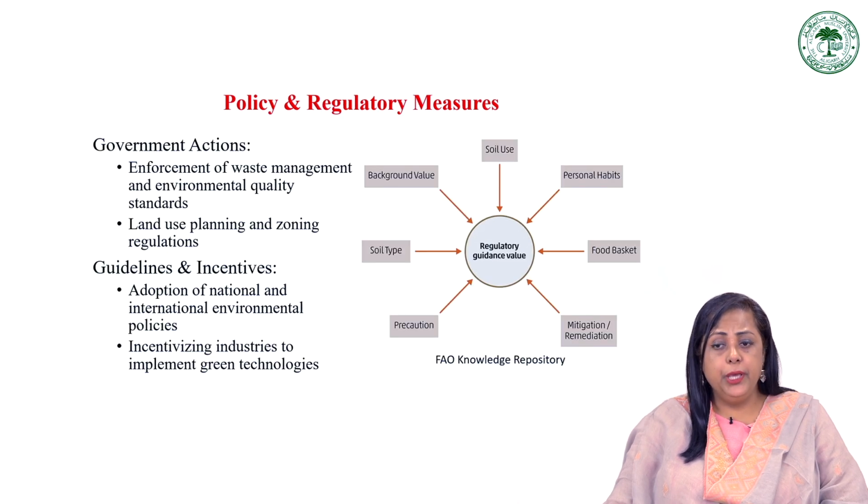Policy and regulation measures. Governments address land pollution through policies that enforce waste management and environmental quality standards. This includes careful land use planning and zoning regulation, along with the adoption of both national and international environmental guidelines. Additionally, incentives are provided to encourage industries to implement greener technologies and sustainable practices to reduce their impact on the land. The FAO knowledge shows regulatory guidelines, precautions, soil type, background value, soil use, food baskets, and mitigation remedies. So government action: enforcement of waste management, environmental quality standards, land use planning and zoning regulation, guidelines and incentives, adoption of national and international environmental policies, incentives for industries to implement green technology.